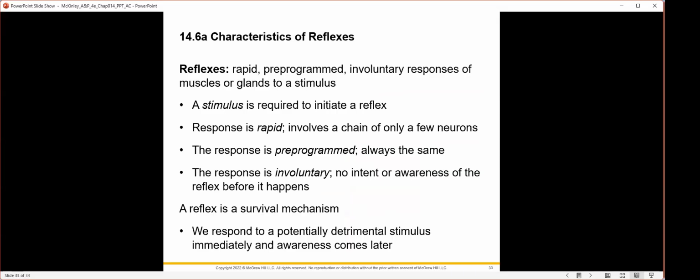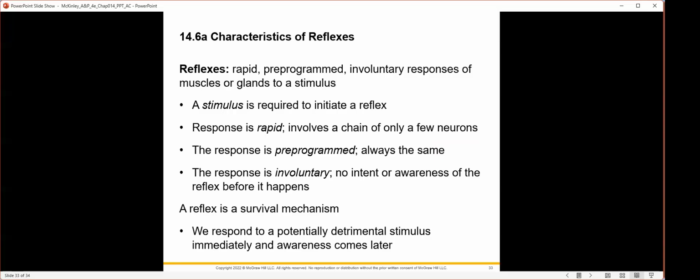Lastly, I just wanted to mention reflexes because I do want you to be aware on your exam of the events that lead to a reflex, which is primarily what our spinal nerves do, reflexes. These are rapid, pre-programmed, involuntary responses to muscles or glands when they receive a stimulus. So the stimulus is required to initiate the reflex. The reflex will be fast and involuntary.